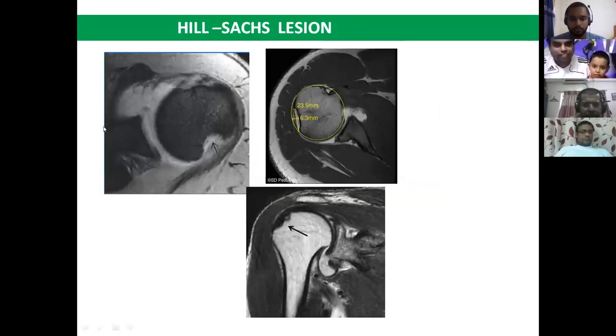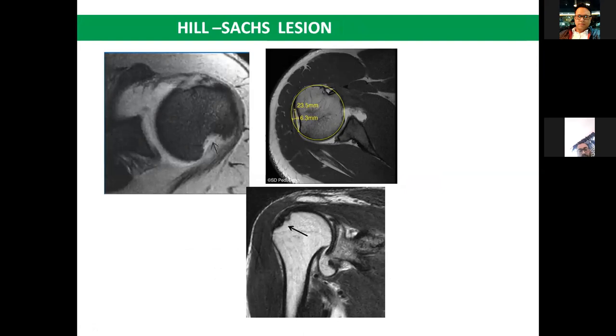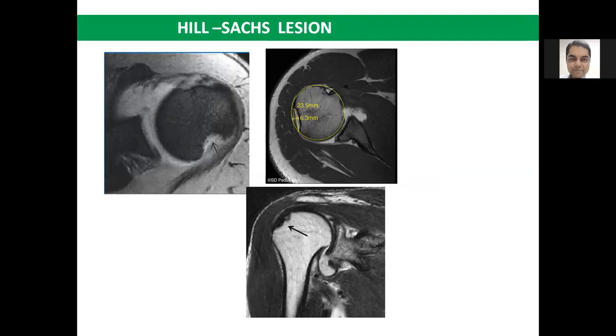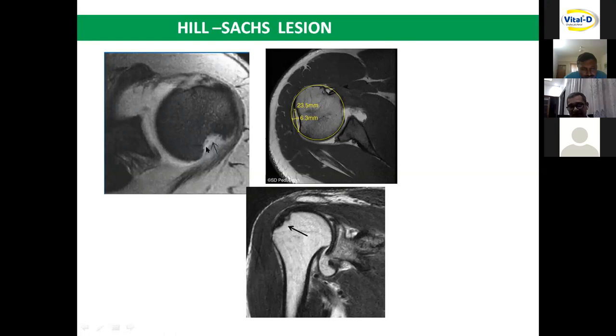Hill-Sachs lesion is associated with recurrent shoulder dislocation, or it may be a first time traumatic dislocation. In 60 to 75% Bankart lesions are present. You can see that this is a Bankart lesion. This is the humeral head, this is the glenoid. That is posterior, this is anterior. So in this one, the posterolateral part of the humeral head has a defect. We can see it in the Hill-Sachs lesion. It is a deep Hill-Sachs lesion.